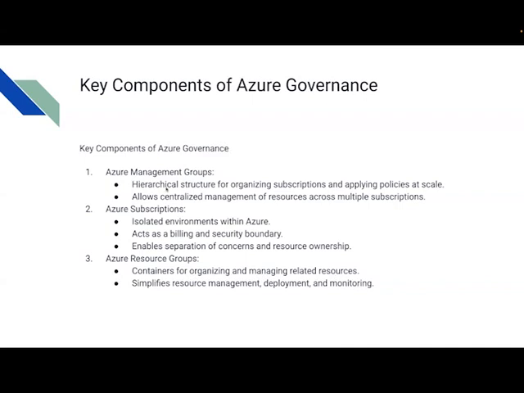Okay, so if I talk about the points: Azure management group is a hierarchical structure for organizing subscriptions and applying policies at scale. I'll tell you about how you're going to apply the policies in the later points. It allows centralized management of resources across multiple subscriptions. Subscriptions isolate environments within Azure and act as a billing and security boundary. They enable separation of concerns and resource ownership. Azure resource groups are containers for organizing and managing related resources, simplifying resource management, deployment, and monitoring. So these are the main key components of Azure governance.